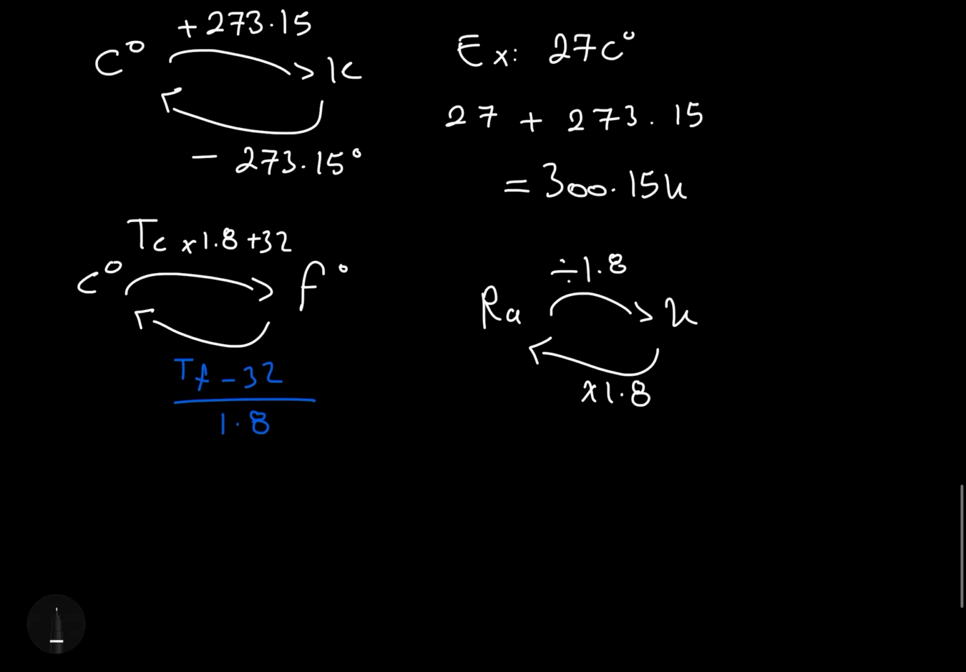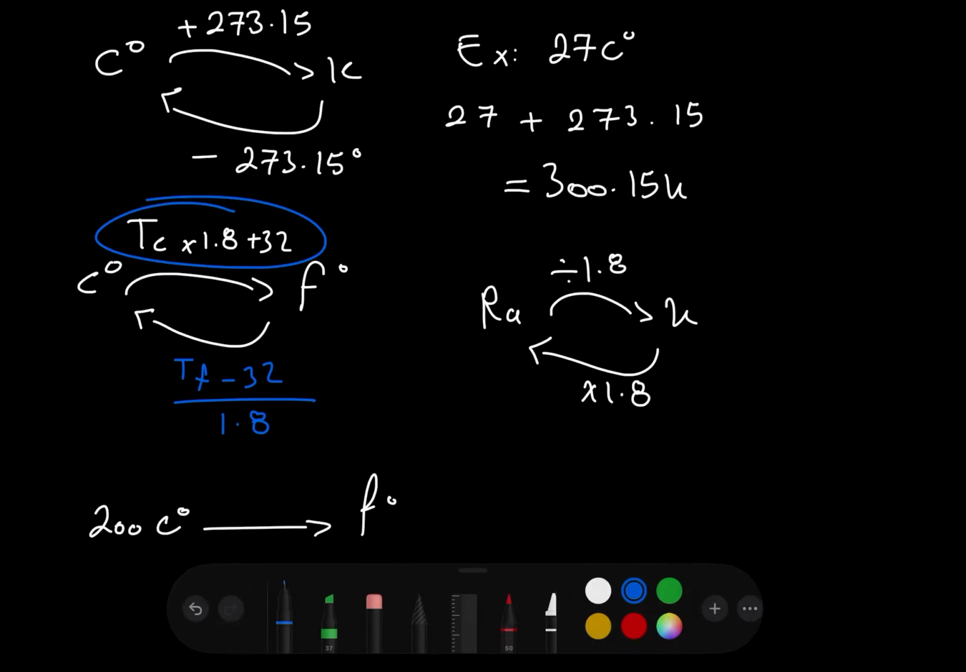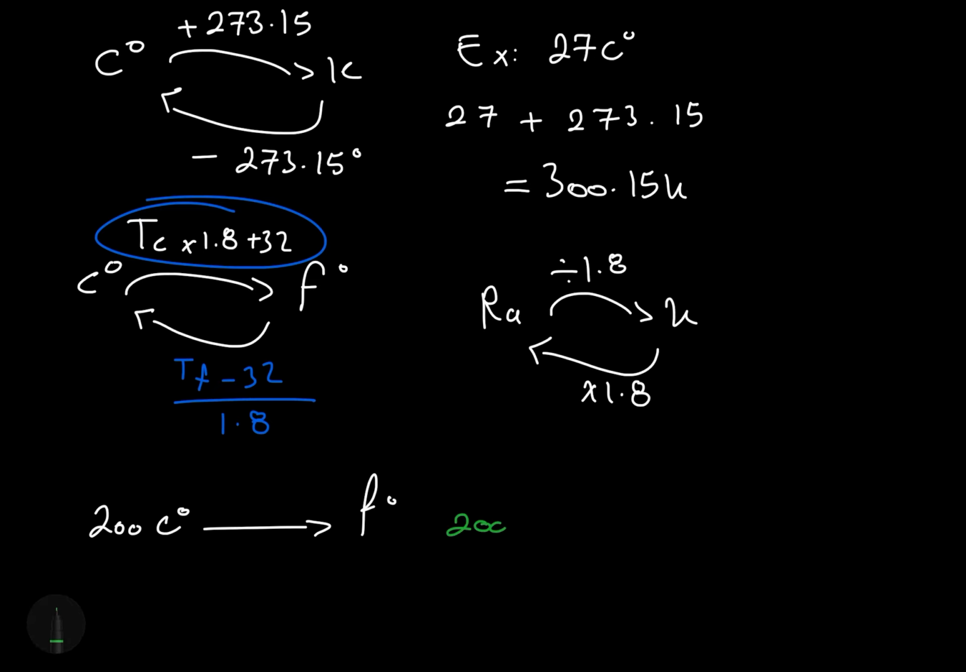So let's do an example. Let's say you want to convert 200 degrees Celsius to Fahrenheit. How do we do that? Well, we want to go from Celsius to Fahrenheit, right? So we have to use this first formula. So that's going to be 200 multiplied by 1.8 added to 32. How many Fahrenheit is that going to be? Let's use the calculator for that. So 200 times 1.8 plus 32, that's actually 392 Fahrenheit.